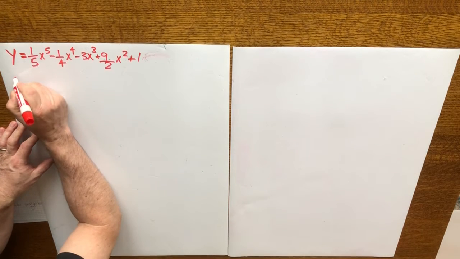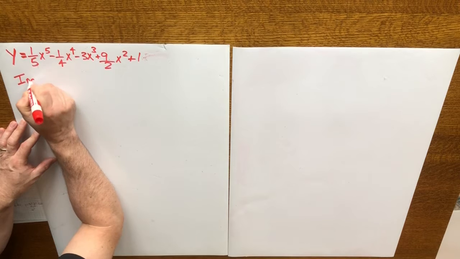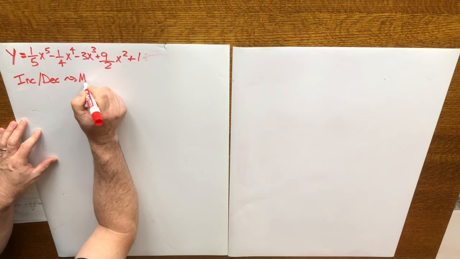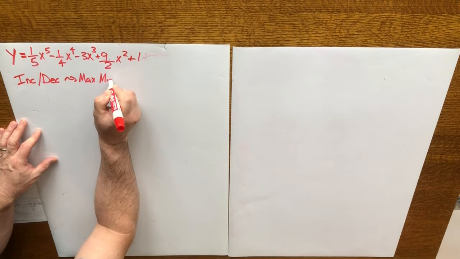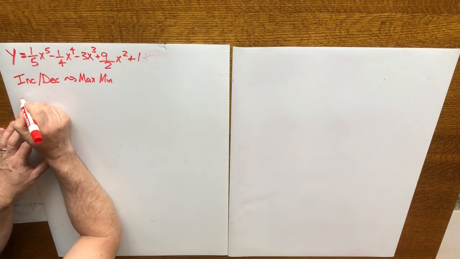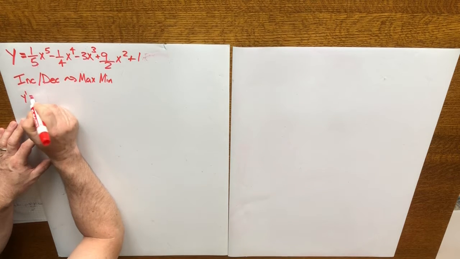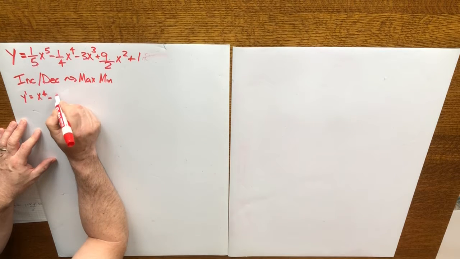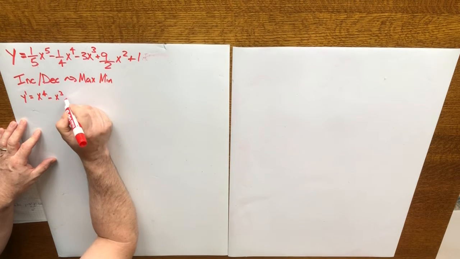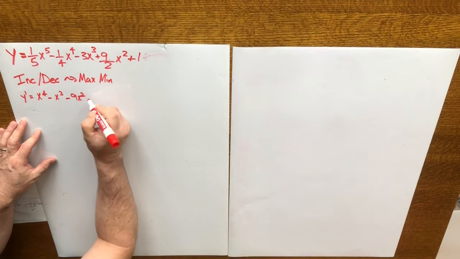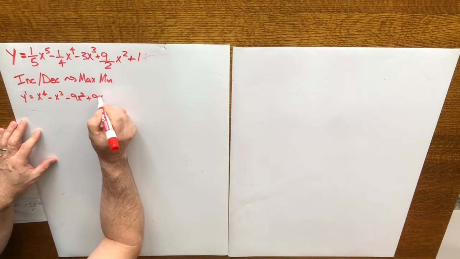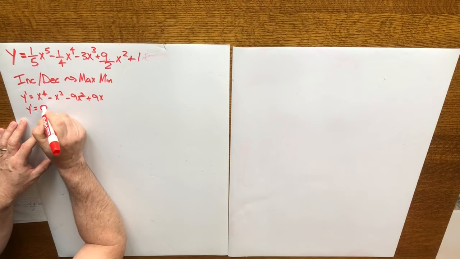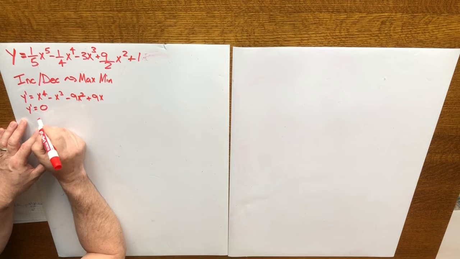So the first thing we're going to do is find intervals of increase and decrease, which will allow us to find maximums and minimums. And that's done by the first derivative test. So y prime equals x to the 4th minus x cubed minus 9x squared plus 9x. So there's your first derivative. Then you want to set that equal to 0. So I'm going to set that equal to 0.